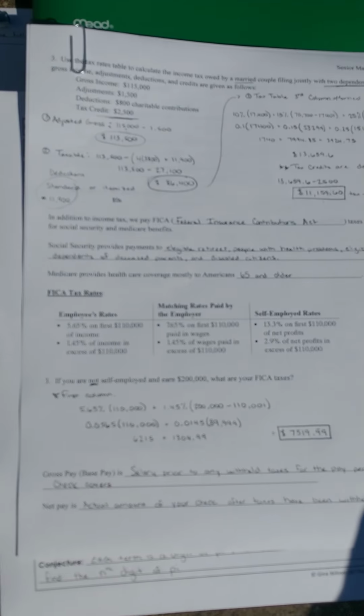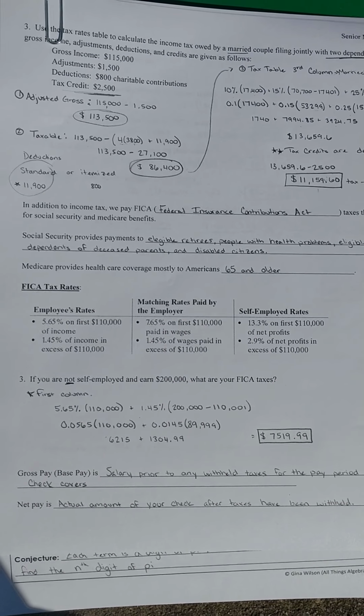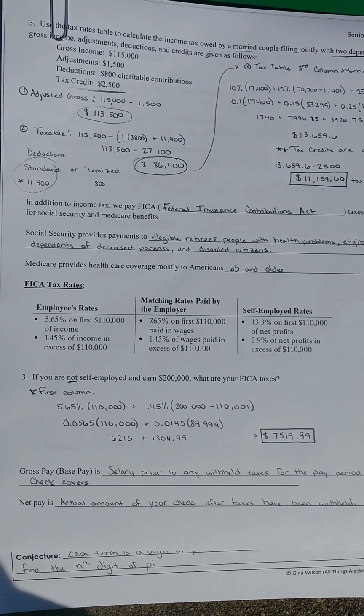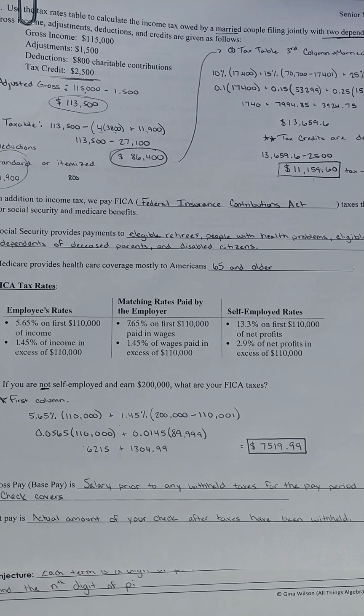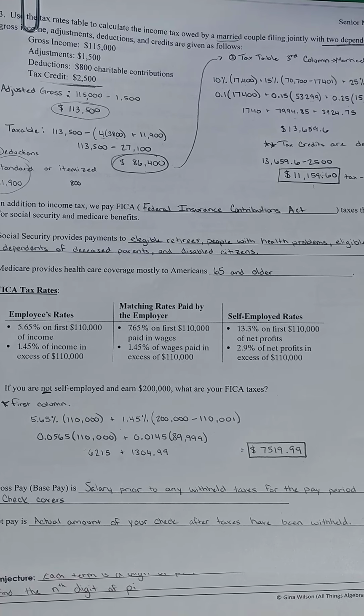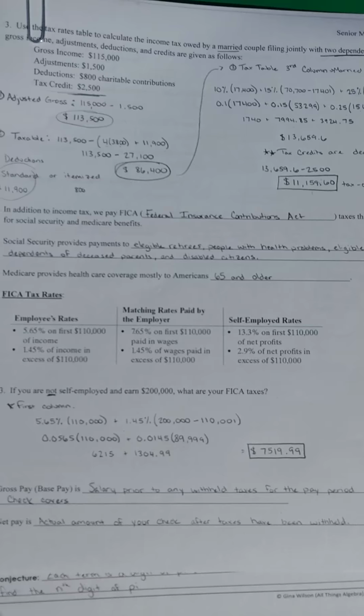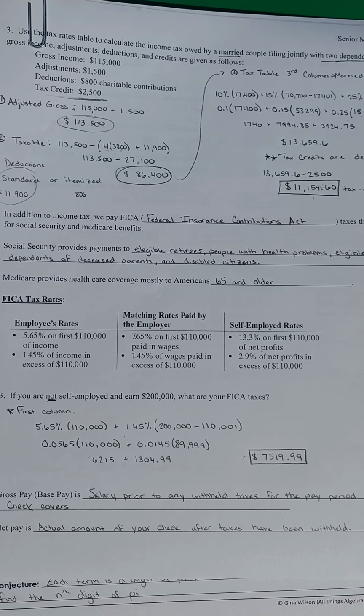So in addition to income tax, whoa, why did my screen get all blurry? We pay FICA taxes. That stands for Federal Insurance Contributions Act. It's used for Social Security and Medicare benefits.